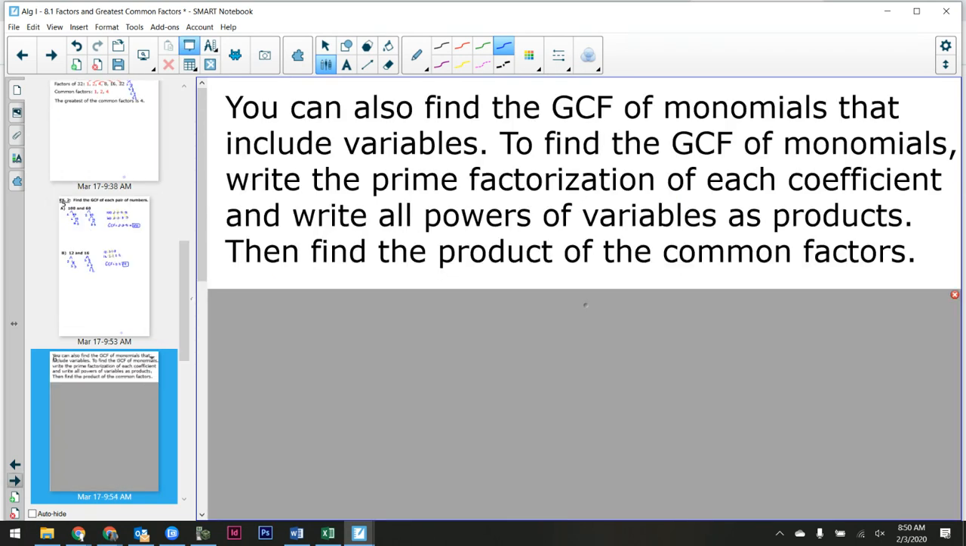Okay, we can also find the GCF of monomials. Ooh, so now we're pulling in stuff from chapter 7. Monomials, fancy word now. We can find the GCF of monomials, and guess what? They include variables. Oh, yes. So exciting. To find the GCF of monomials, we write the prime factorization of each coefficient and write all the powers as products.